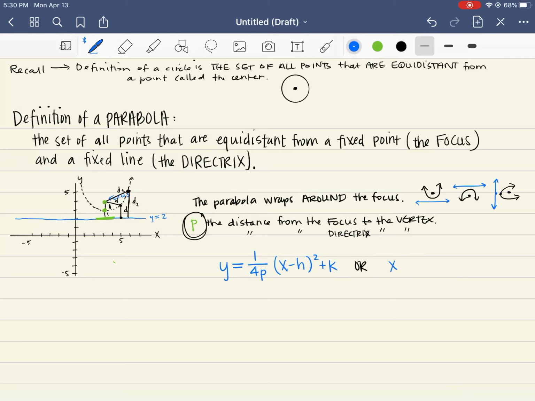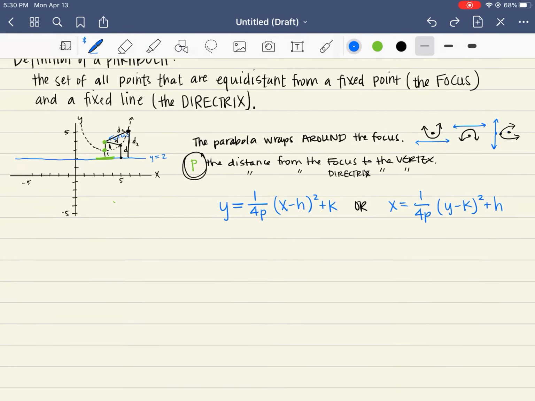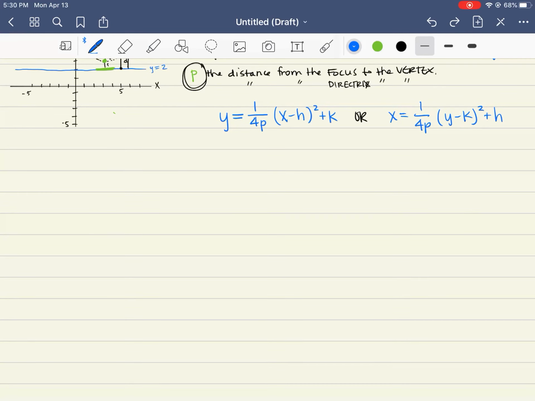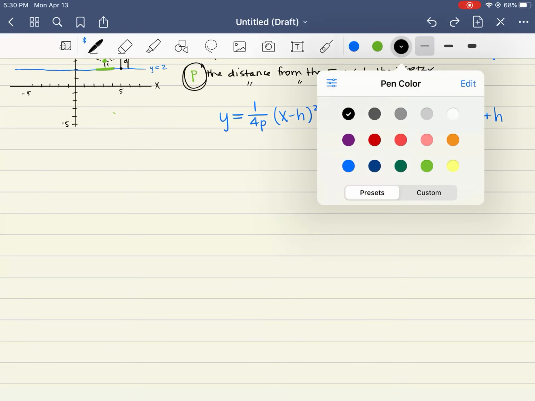Or like we did on the previous video, maybe our x and y's are switched. This is a horizontal parabola, but again, we have 1 over 4p, but this time y minus k squared plus h. Okay, so again, your goal is to be able to go forward if you know the p-value and build the equation, or take the equation, identify the p-value by looking at that a value right there, and then be able to find the focus and directrix. Okay, those are our two goals. So let's do a couple examples that allow us to do that.